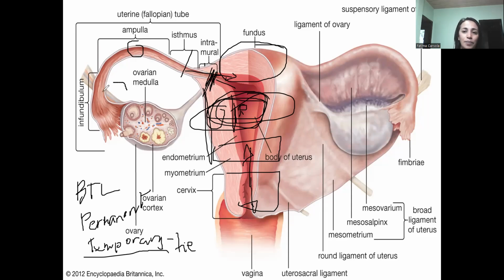We also have here the infundibulum. The infundibulum resembles a funnel as it opens into the fimbria ovarica. So that is your infundibulum.